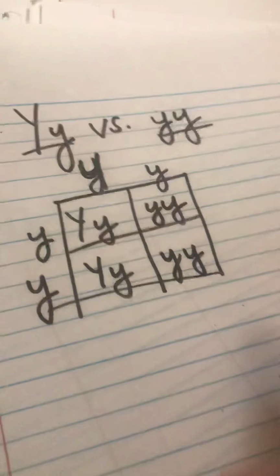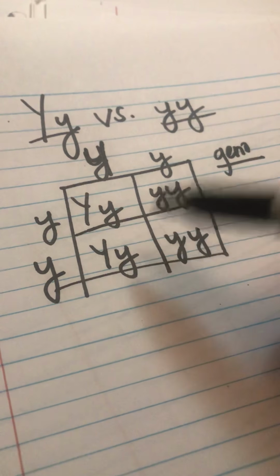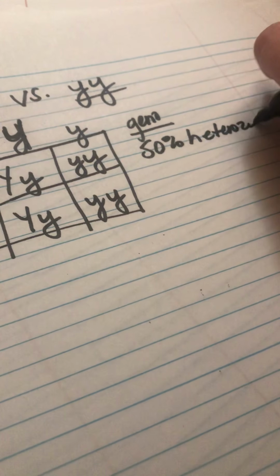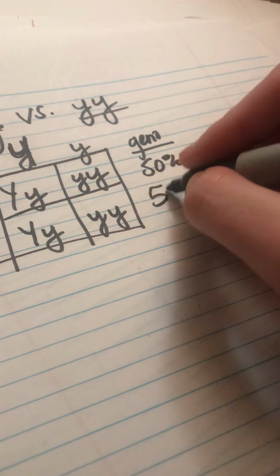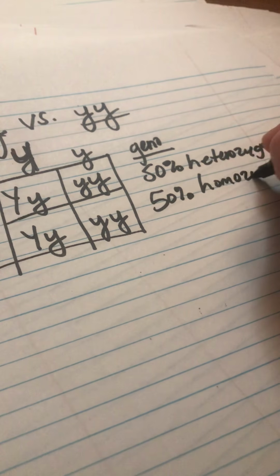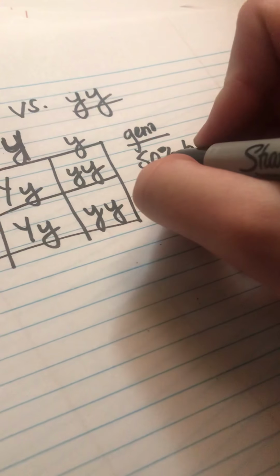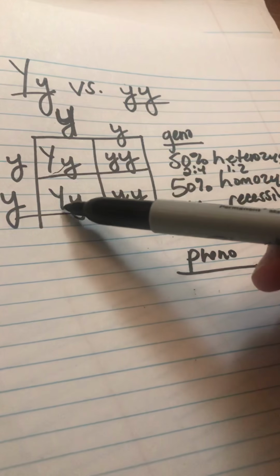Alright, let's write out the genotype and phenotype. The genotype for this: we've got 2 heterozygous, so that's 50%. And we've got 2 homozygous recessive, so that's also 50% homozygous recessive. And instead of 50%, you could write 2 out of 4 and 2 out of 4, because you got 2 out of 4. Or you could simplify that to 1 out of 2. So, either way.